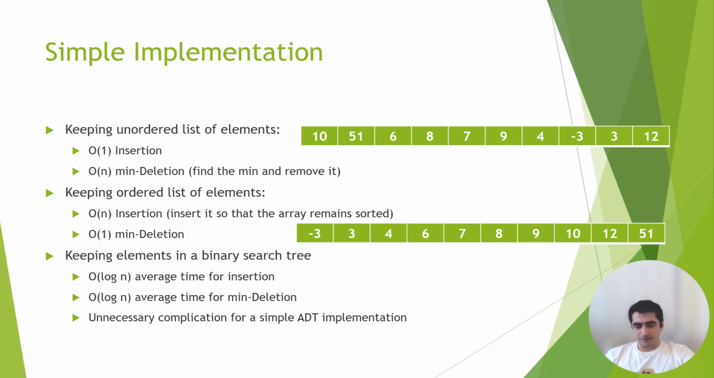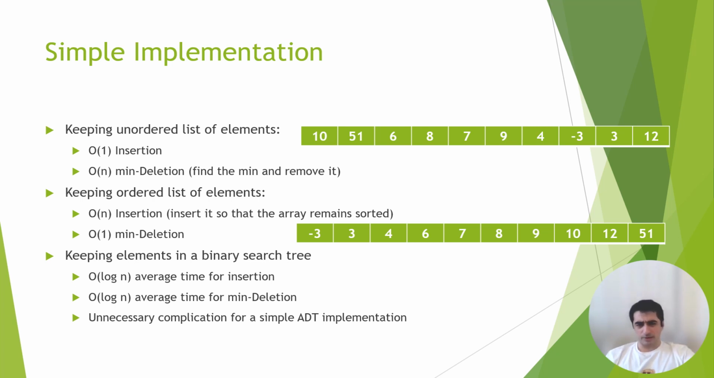The other implementation is kind of similar. It says keep the elements in an ordered list. For example, if you consider the same sequence of elements that I mentioned earlier, if you insert them, the insertion takes a lot of time. The insertion will be order of n because you always have to insert the elements in a way that the array remains sorted, but the minimum deletion wouldn't be that difficult. You just remove the minimum. The minimum would be the first element.